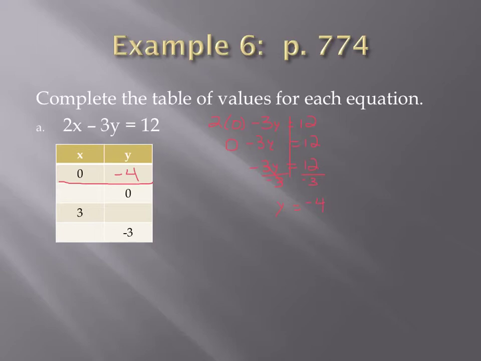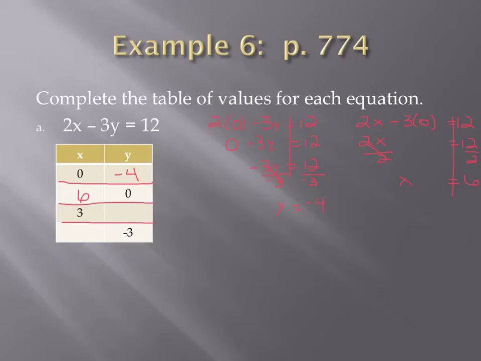Now I need to find all of the values, so I'm going to be working this problem out several times until my table is completed. So now my y is 0, so that's going to be 2x minus 3 times 0 equals 12. So 2x minus 0 equals 12, divided by 2. So x is 6. So one point is (0, -4). Another point is (6, 0).